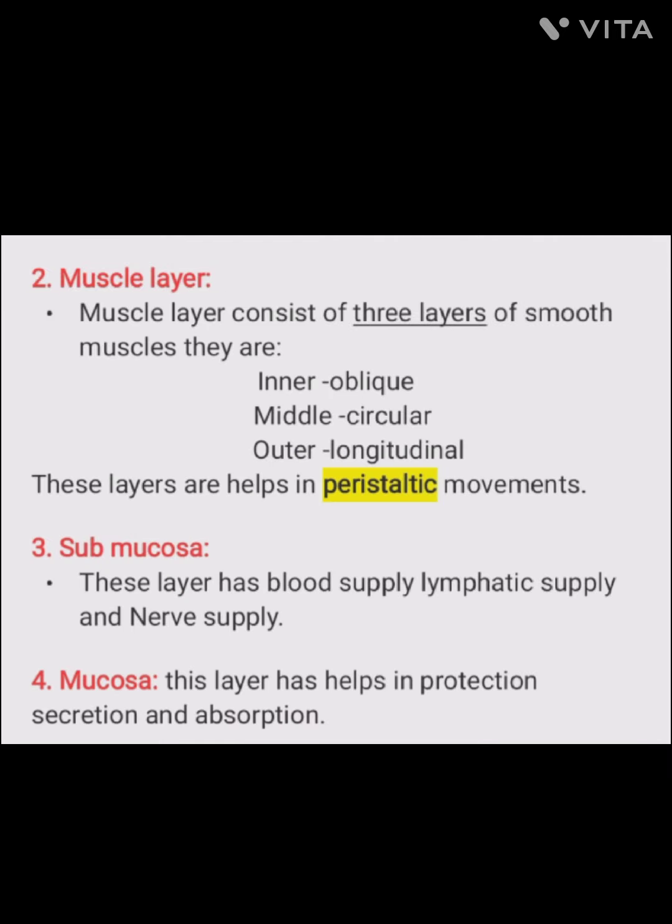The next layer is submucosa. This submucosa layer has very good blood supply, lymphatic supply and nerve supply. The last layer is mucosa. This layer helps in protection, secretion of enzymes and absorption of food.